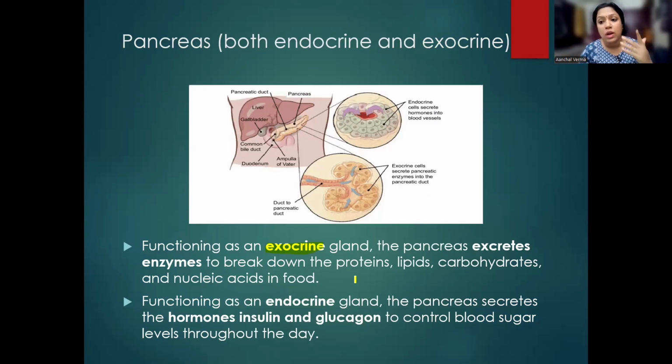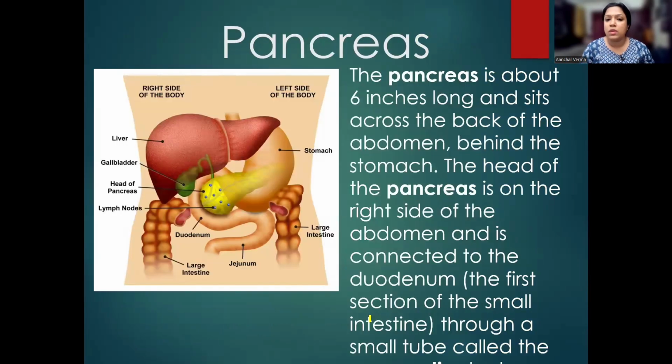Alpha cells, glucagon, and beta cells, insulin. If I say glucagon, glucose has gone to the blood. So the level of glucose in the blood increases. Insulin, matlab the blood का जो glucose है, it has come in the cell. That is insulin. So the level of glucose will decrease in the blood. Understood? So the function of insulin and glucagon together is to control the blood sugar level throughout the day.